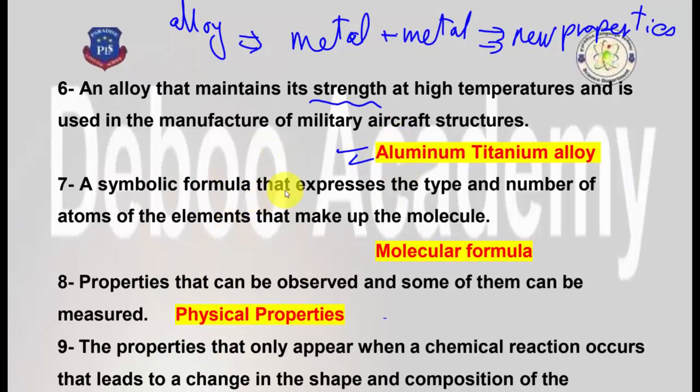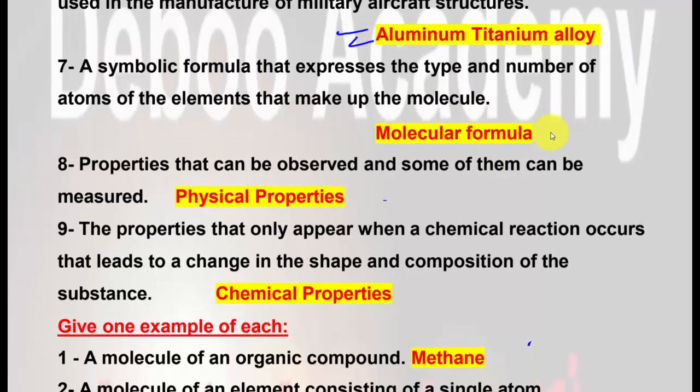A simple formula that expresses the type and the number of atoms, we said it before many times, it's the molecular formula. Properties that can be observed and some of them can be measured, they're physical properties. The properties that only appear when a chemical reaction occurs, of course right away, chemical properties.